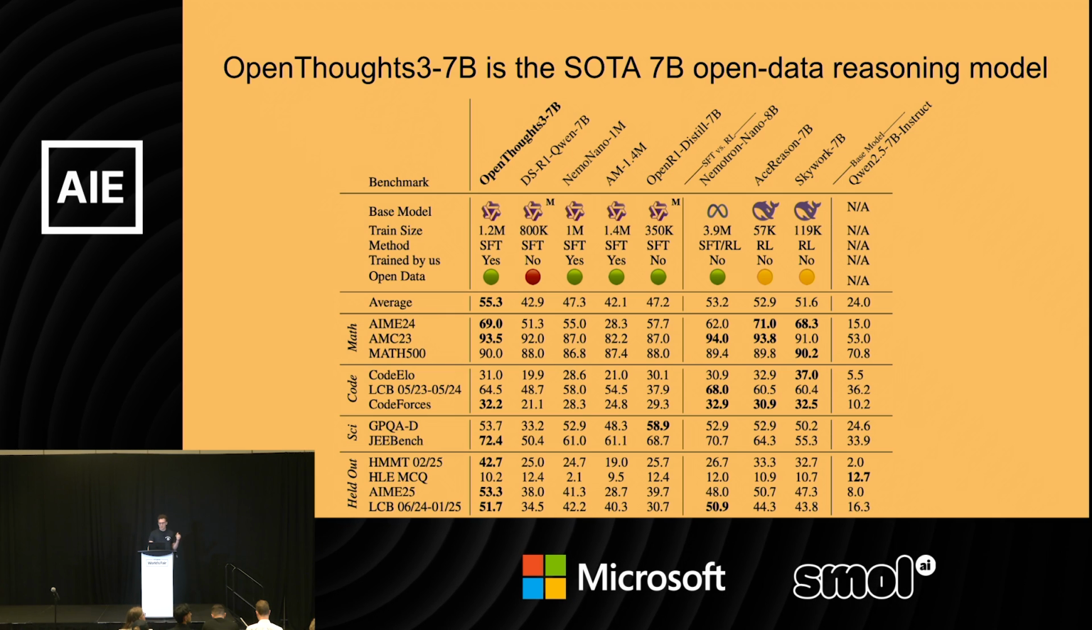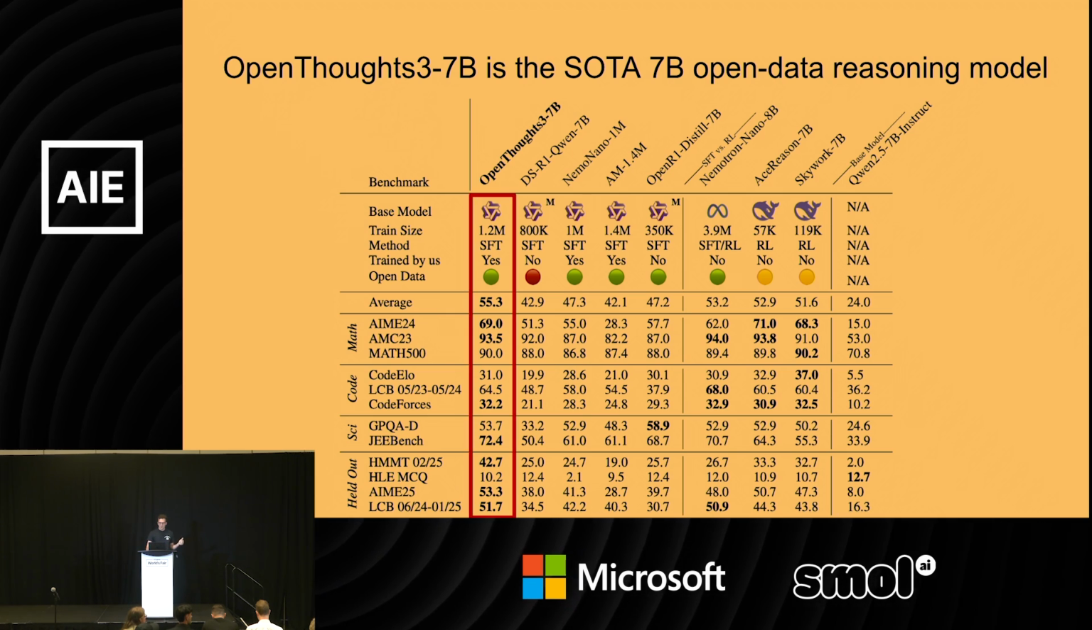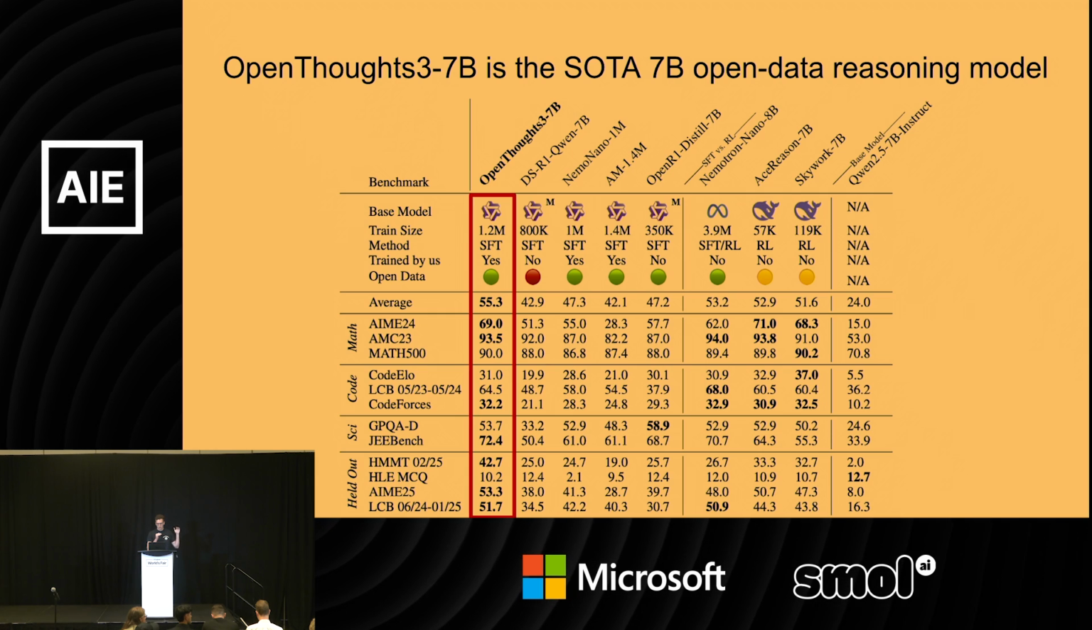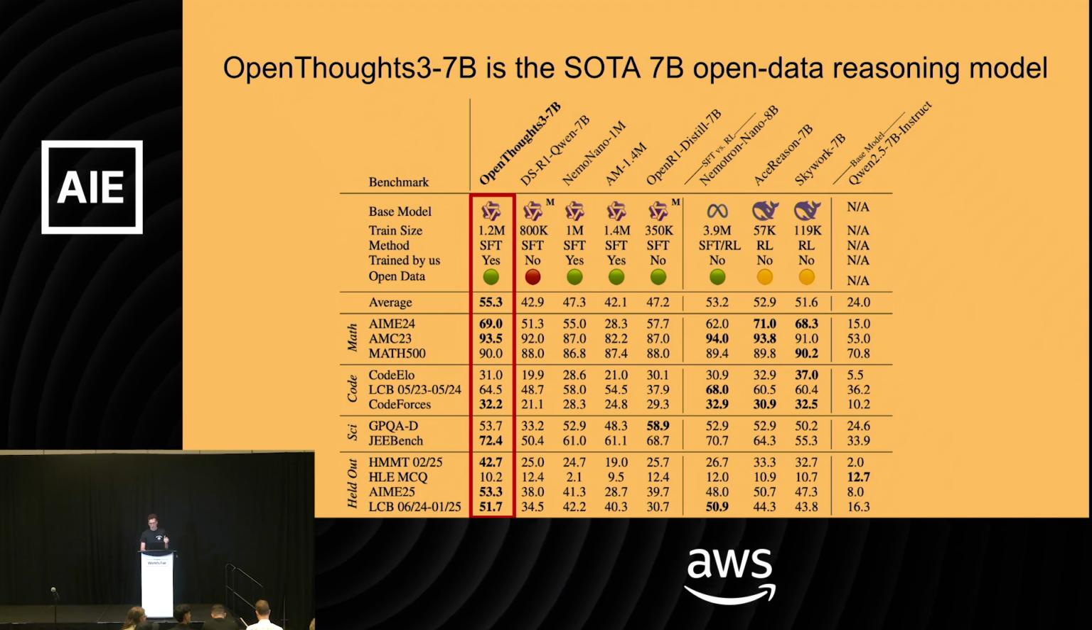Great, so this is the state-of-the-art 7B open data reasoning model. You can see we have measured across the domains of interest, so science, code, and math, and then a couple held out benchmarks.